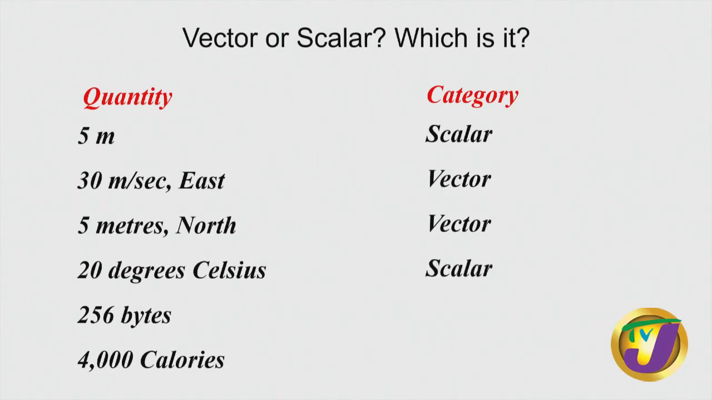Seeing the magnitude again, that looks scalar. 4,000 calories, something we should not be having. I was about to say that, you know, scalar.